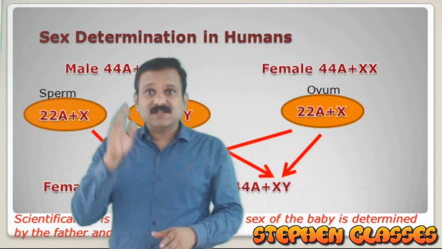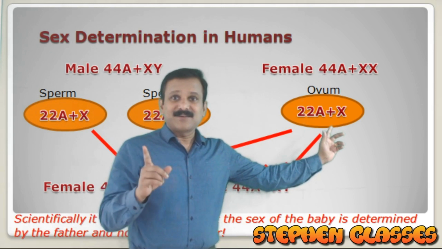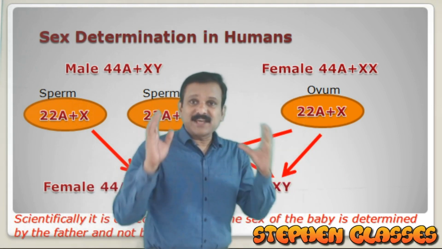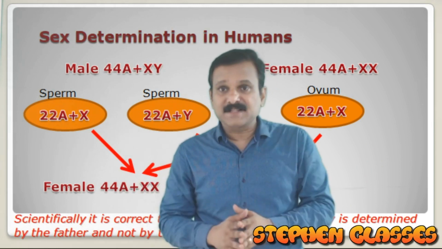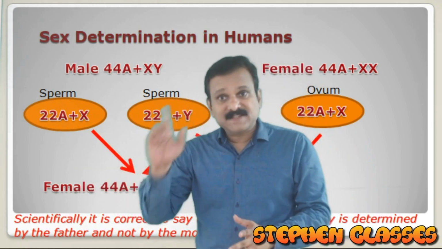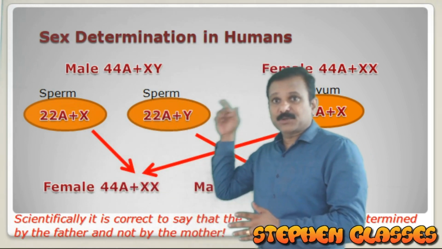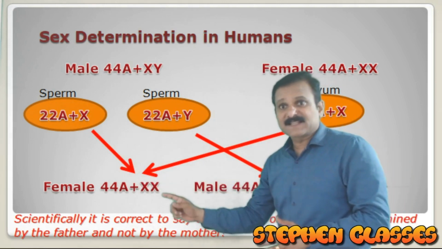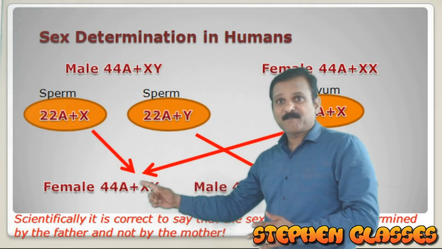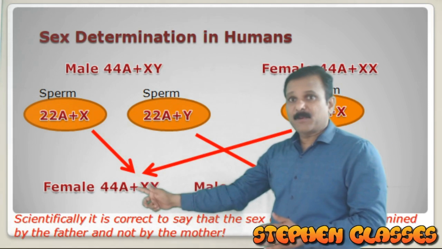What about a female? In the case of human females, all the ova produced will contain X chromosome only. Am I right? All the ova, or 100% of the ova, will contain X chromosome. So when fertilization happens, a sperm enters into an ovum. The type of the sperm cell entering into the ovum is critical, because when a sperm cell carrying X chromosome enters into the ovum, the result will be a female, because XX condition will be produced. So it will be a female.